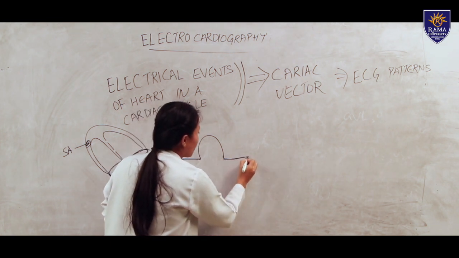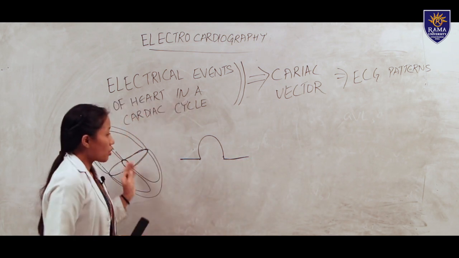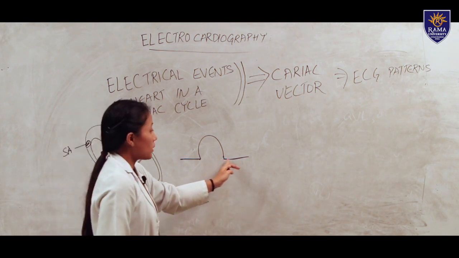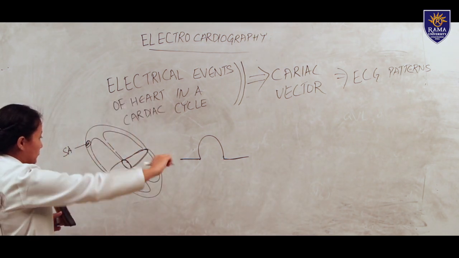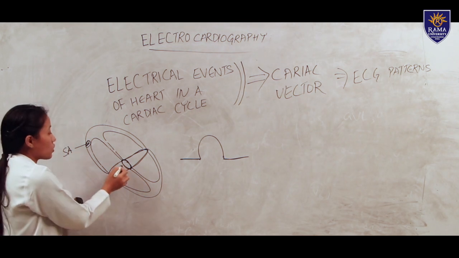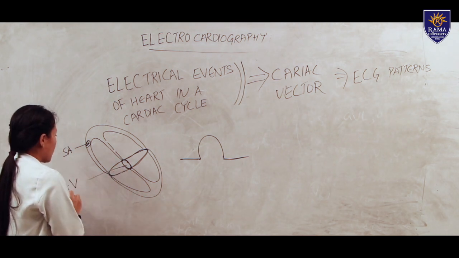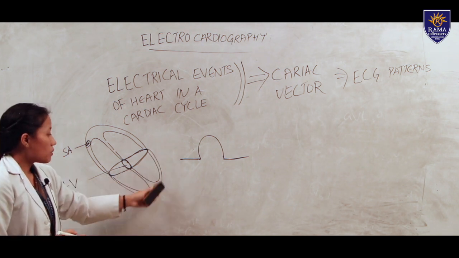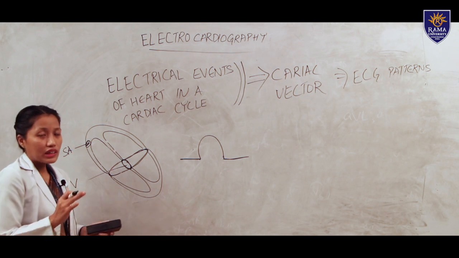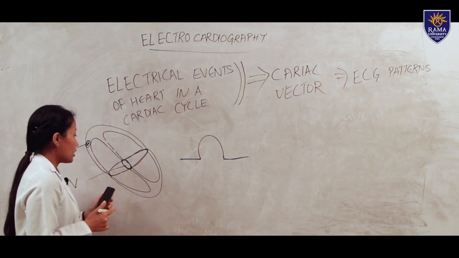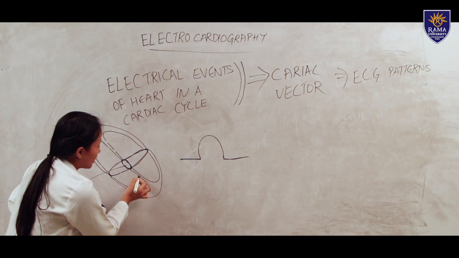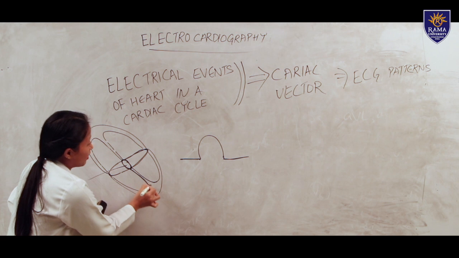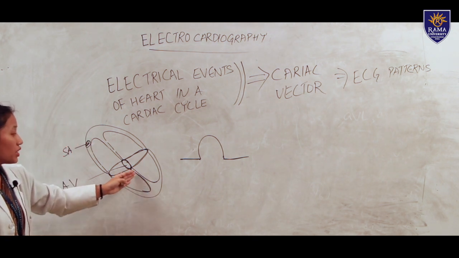Because of the conduction of the AV node, it will produce an isoelectric line. This is known as the PR segment. And after the AV conduction, depolarization will start in the ventricle. So depolarization of the ventricle will go through three processes. The three processes will start in the septal area of the ventricle. This is the septal area of the ventricle.